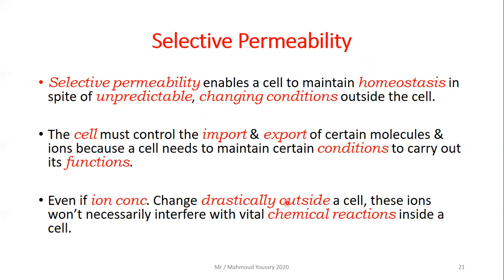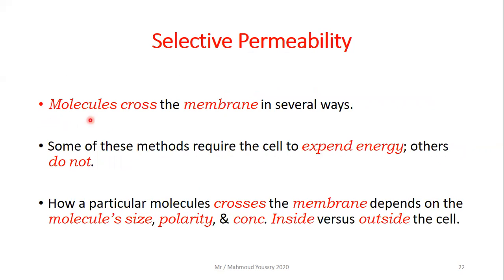Even if there is a drastic change outside the cell in the concentration of ions, the selective permeability of the cell membrane allows the cell to control the import and export of these molecules, to know what to take in and what to keep outside the cell or get out from the cell. Molecules cross the membrane in several ways. Some of these methods require the cell to expend energy, others do not. How a particular molecule crosses the membrane depends on the molecule's size, its polarity, and its concentration inside versus outside of the cell.